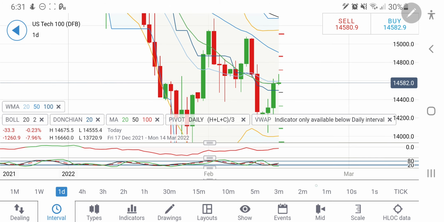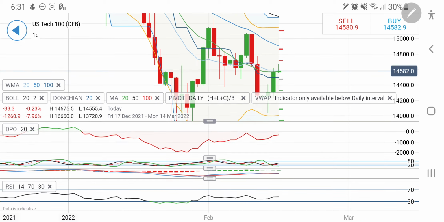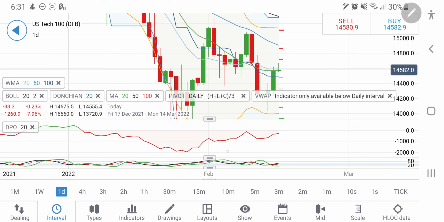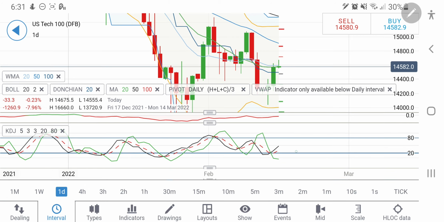But on the flip side, if it breaks here at 14,700, definitely you can expect that it is trying to reverse. Now look at the indicators here. A detrended price oscillator is still in red. Stochastic has reversed from here. So if you recall, see, this is the stochastic, and this was the channel I had formed in my weekly analysis also, where I had expected it to, you can say, this channel I had formed.